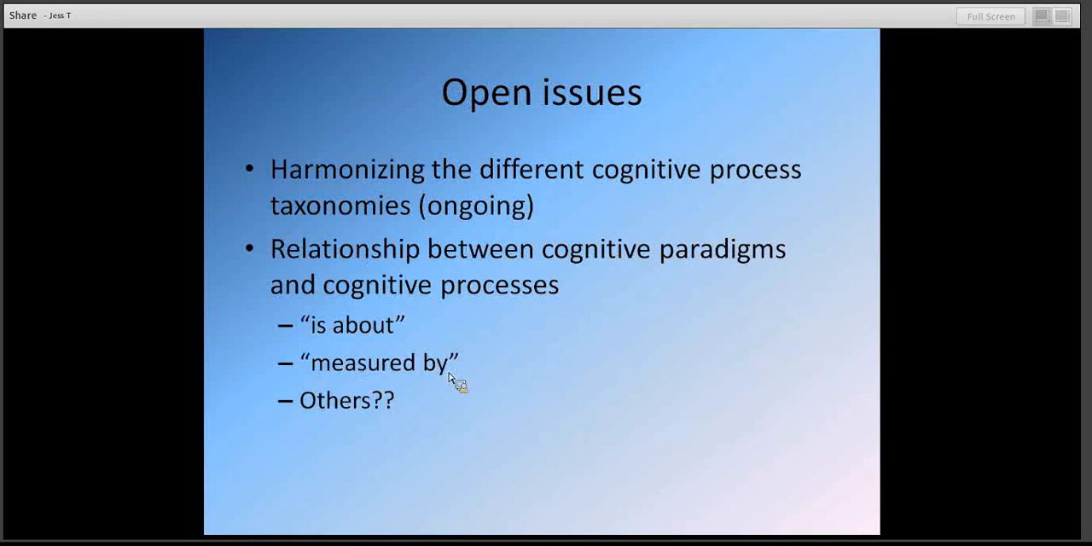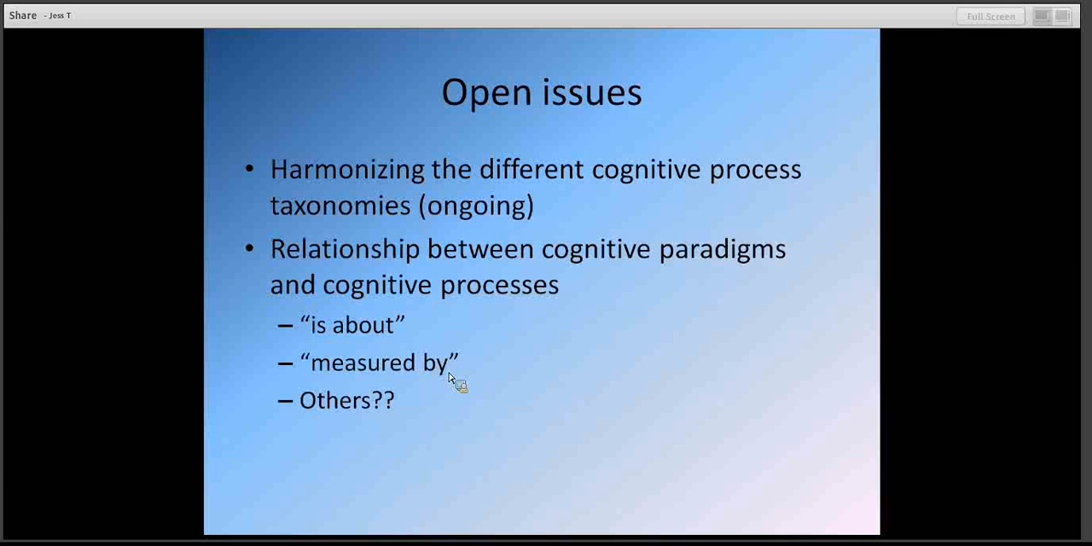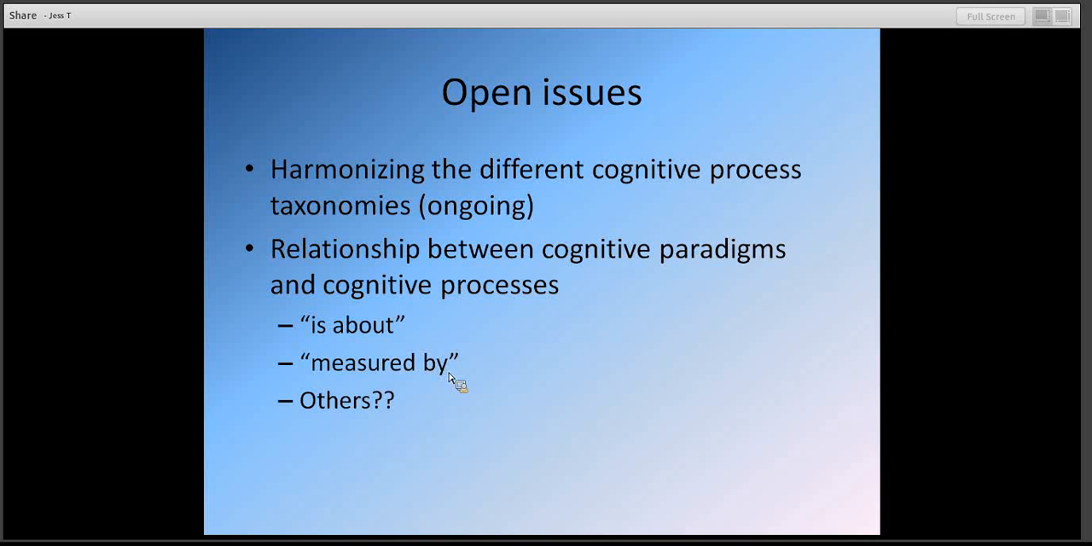So, obviously we still need to harmonize the different cognitive process taxonomies. Gwen's been identifying the things that are relevant for her issues. Janet's been identifying the things that are relevant for hers. Russ for Cognitive Atlas, us for the BrainMap and CogPO. So obviously we're all trying to interact to harmonize that. And then, of course, the relationship between the cognitive paradigms, the results of those experiments, and the cognitive processes.